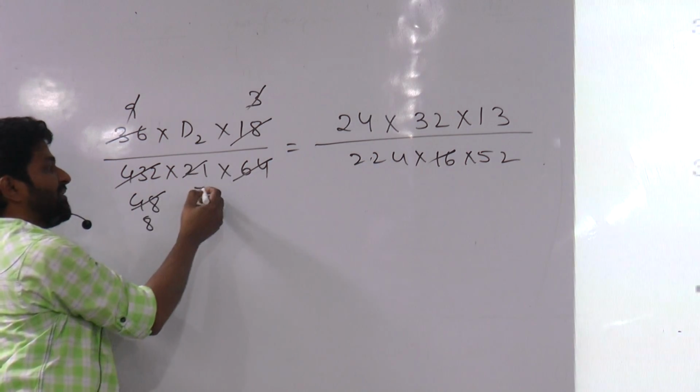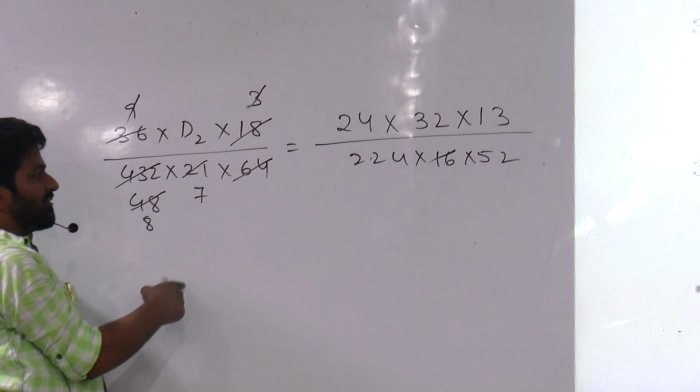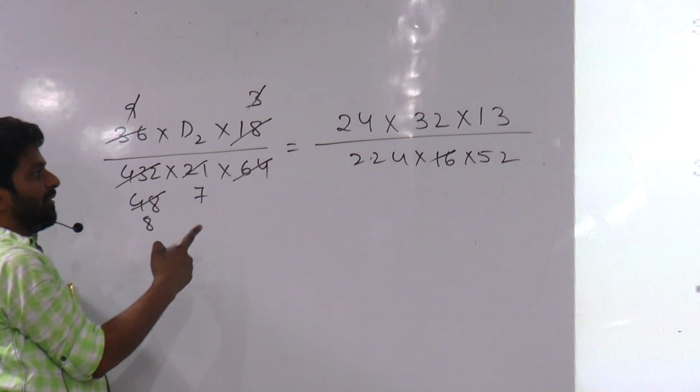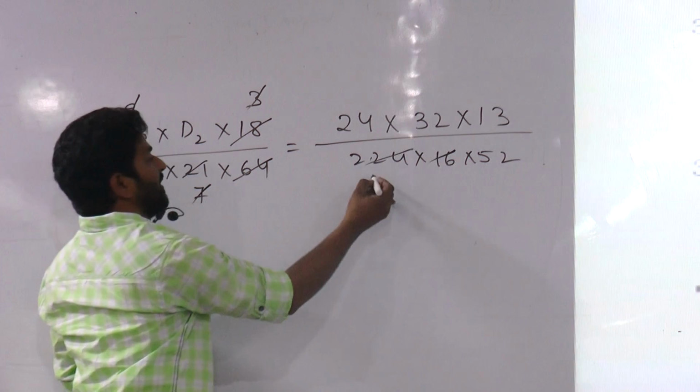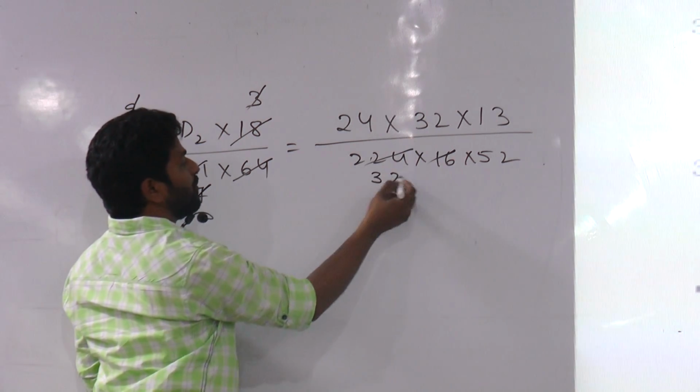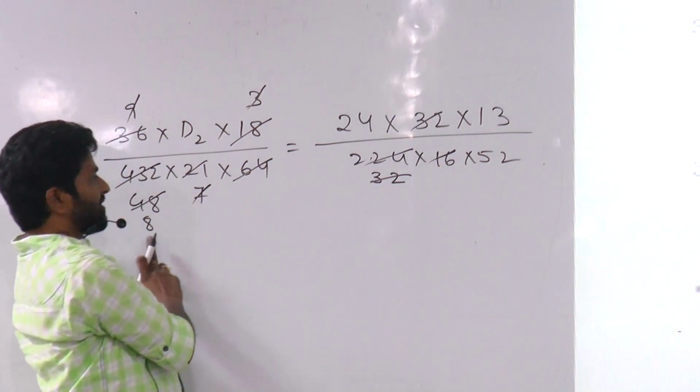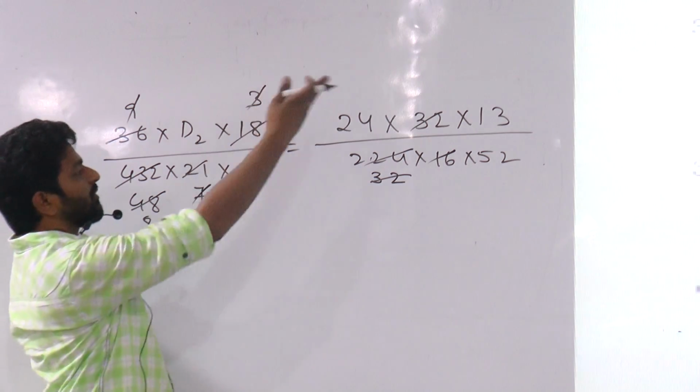3, 7 times. Go for cancellation with 7. Do you have 7 multiples there? 7, 3, 2. 32, 32 cancel. Still you have 8 here. 8 goes to right hand side.